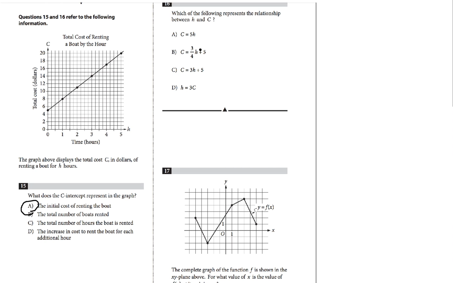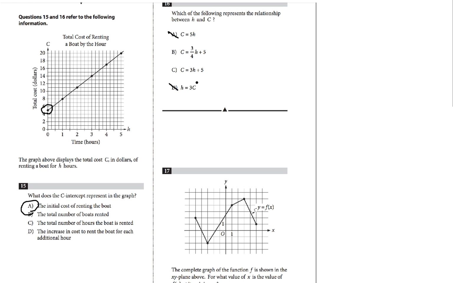Now, which of the following represents the relationship between H and C? We're still referring to this graph over here. So we know the y-intercept is 5. So we know it has to be one of these two because these have y-intercepts of 5. So we cross these out. And next thing we note is the slope.